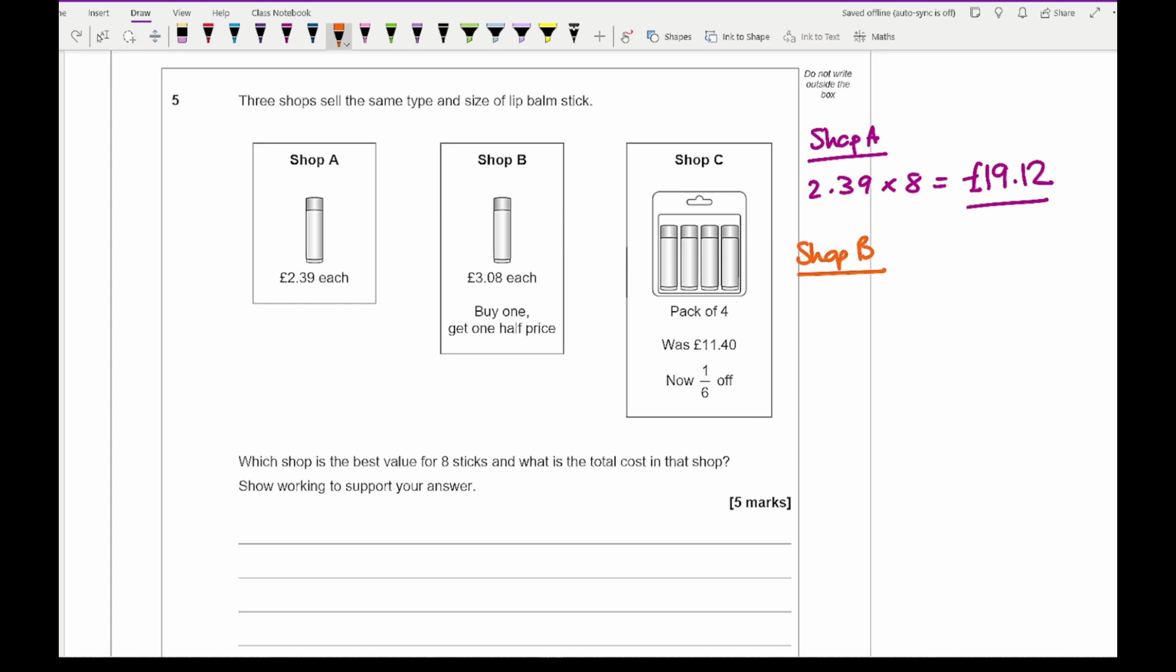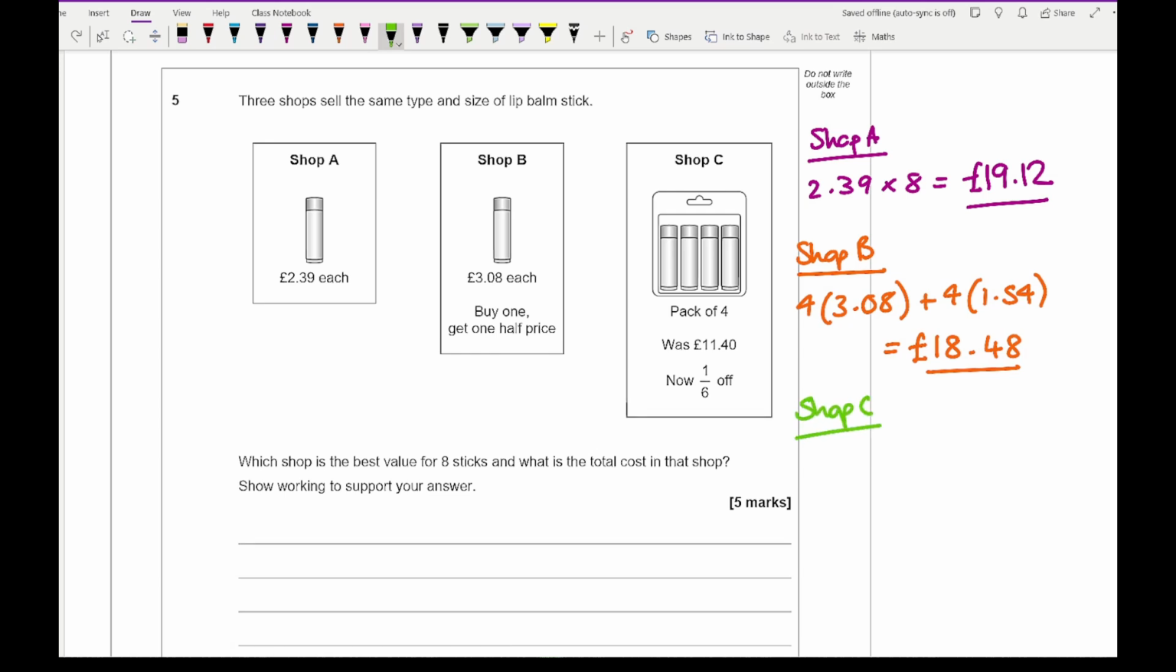Then if I go for shop B, the offer is buy one get one half price. That means I'm going to buy 4 at full price, which is £3.08, and I'm going to buy 4 at half price, which is £1.54. If I type that all into my calculator, I get an answer of £18.48.